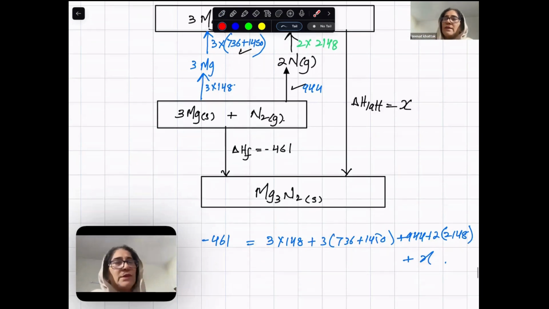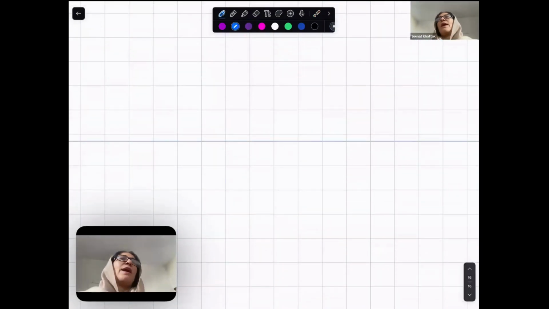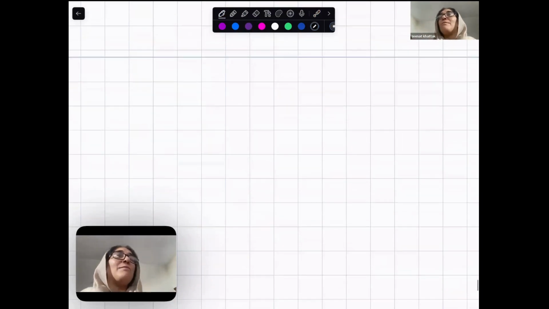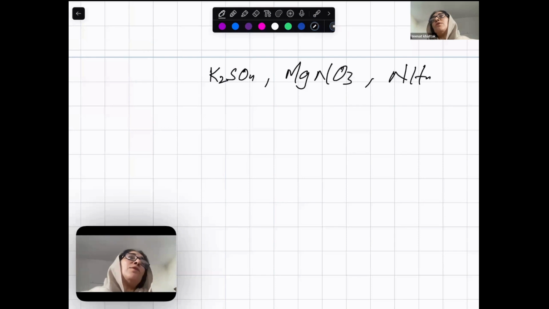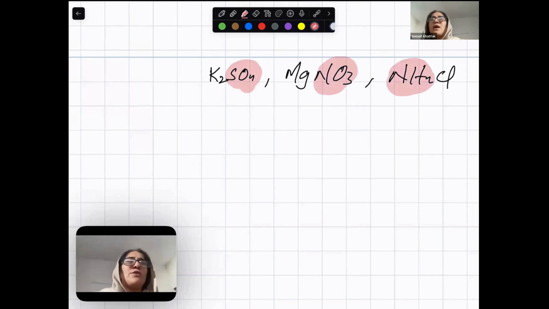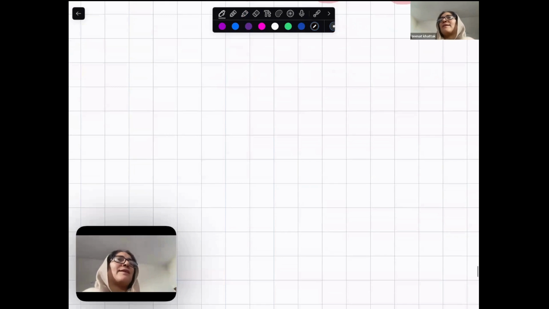Easy peasy. Next, listen. If in your molecule there are molecular ions in the lattice, for example, potassium sulfate, magnesium nitrate, ammonium chloride. Now, is this a molecular ion? Yes. How will you deal with these? For molecular ions, the Hess cycle would be like this. You must know this. It's easier than the previous, but if you don't know how to do it, it's quite difficult to do this on the spot, right?